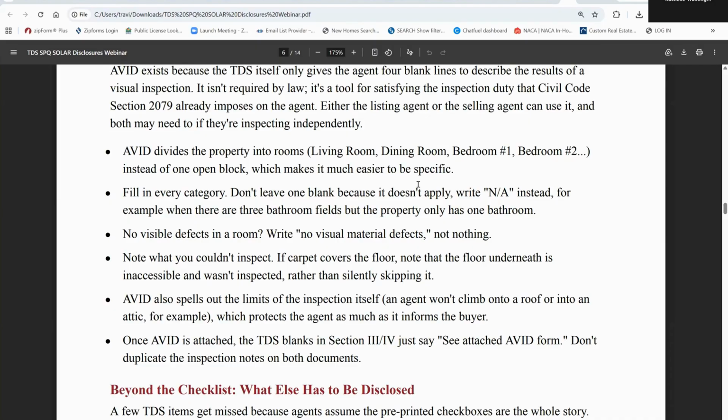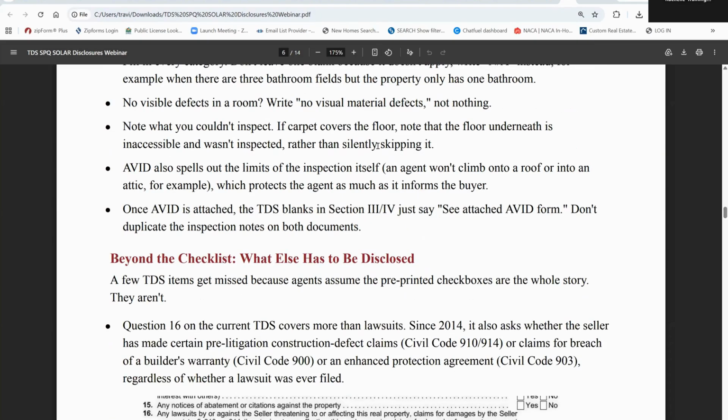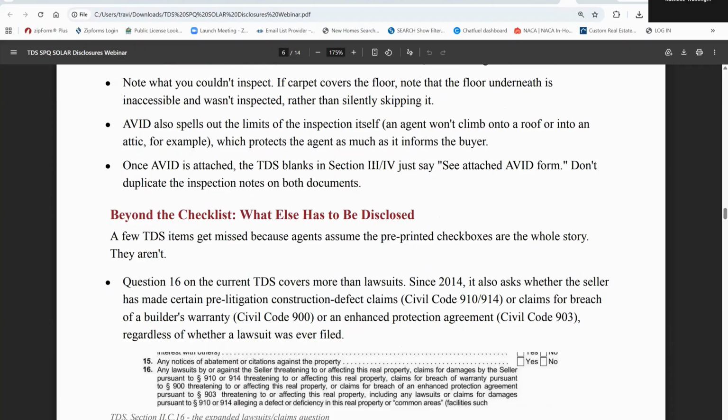Note what you couldn't inspect. This is also important because this does come up sometimes, especially maybe in a garage or a locked room. Just say, hey, I couldn't inspect this room because it was locked. So we're not expected to go get a locksmith or kick the door down or anything. AVID also spells out the limits of the inspection itself, so an agent's not going to climb onto a roof or into an attic, for example. We don't have to climb up a steep hill, anything that's going to put us in danger.